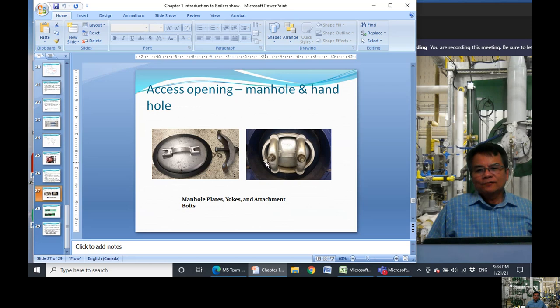Now the handhole opening is a bit smaller, usually only 3 to 4 inches, really small. You only need one yoke and a bolt and nut. And of course, you need a gasket in there. Both the manhole cover and the handhole cover need a piece of gasket.